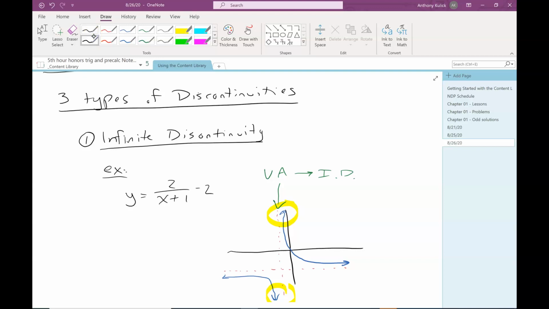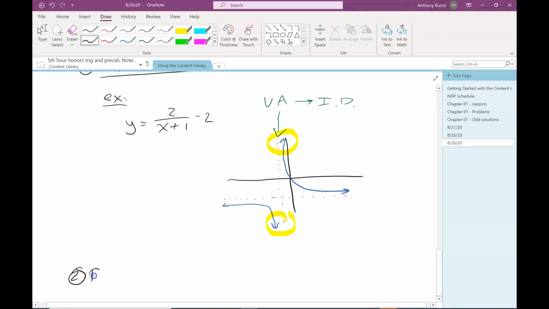And you can have lots of infinite discontinuities in the same graph, right? You guys saw that last year when you dealt with rational functions. You could have 2 or 3, and you probably never saw anything with more than 3 vertical asymptotes in it, but you realize that you could. It just would be kind of tedious to deal with, right? Okay.